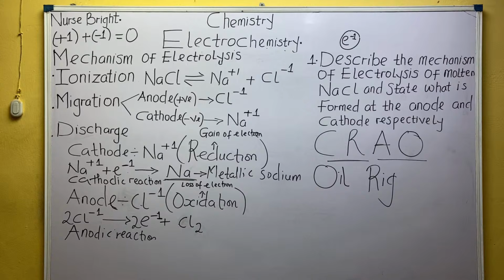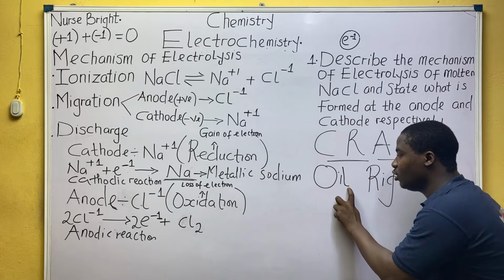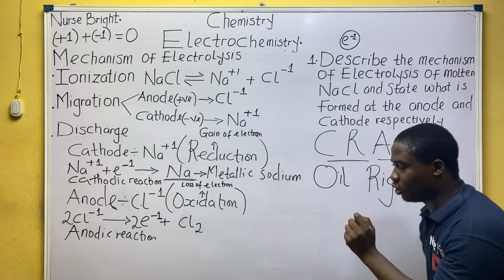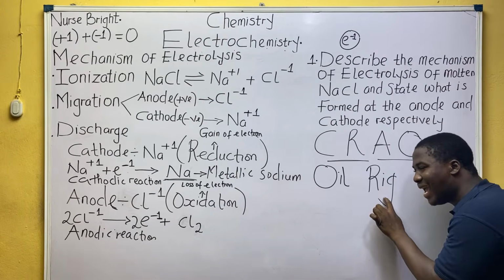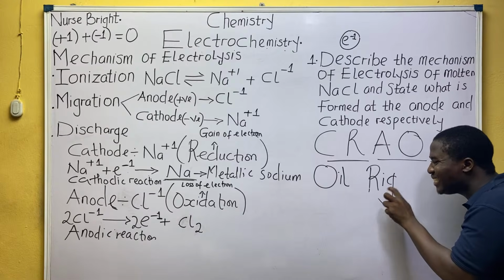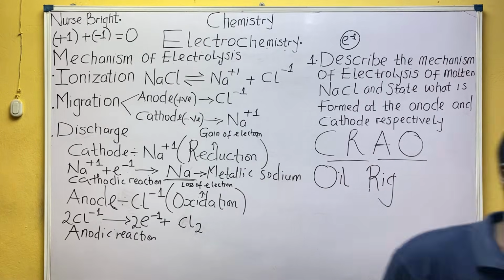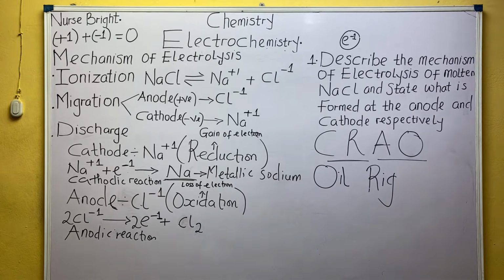Chiboy, I'm going to answer a question by solving a question on it. Oil rig, alright, oil rig. Oxidation is loss of electron. Reduction is gain of electron. Reduction is gain. Oxidation is loss. What are you losing? What are you gaining? Electron. Chiboy, relax. I'll work on your question.